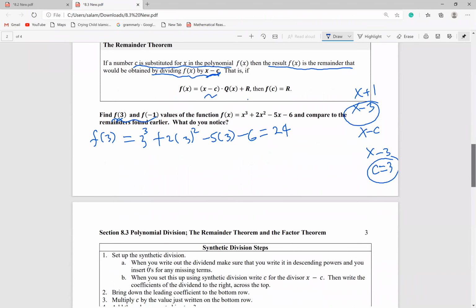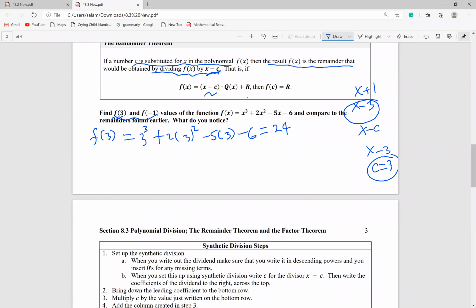And we're going to try again for x plus 1. For x plus 1, I have to make sure it's of the form x minus c. So I can rewrite x plus 1 as x minus negative 1, so that it looks like x minus c. If I do that, you see that my c is negative 1, which simply means f of negative 1. If I find f of negative 1, I should get exactly the remainder when I divide by x plus 1.